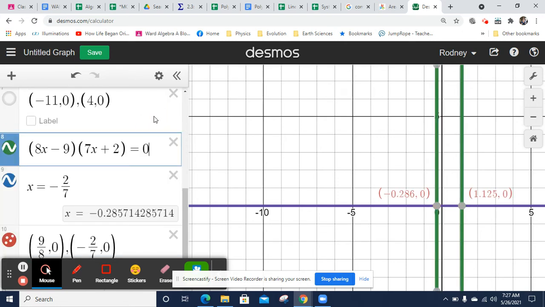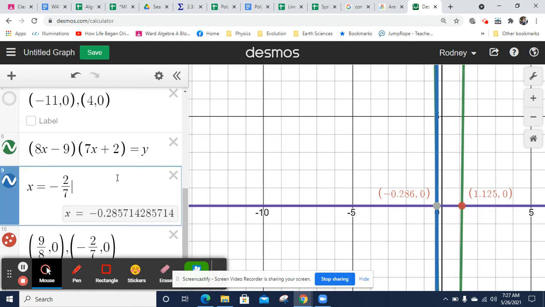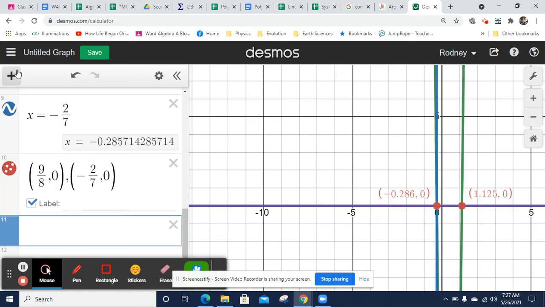And so if I go ahead and put a y back in, then we have the parabola going through those x-intercepts, and we are good. Okay, so you heard me talk about some vocabulary. So here's some vocabulary.